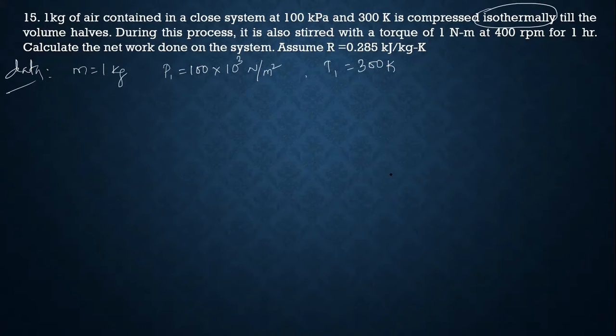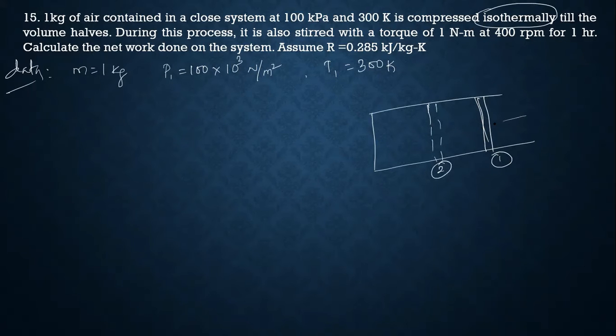It is contained in a closed system. Let me take the system of the piston and cylinder arrangement. Yes, this is the piston and the cylinder arrangement, and this is the initial state. It is compressed isothermally, that means volume decreases. This will be the second state.